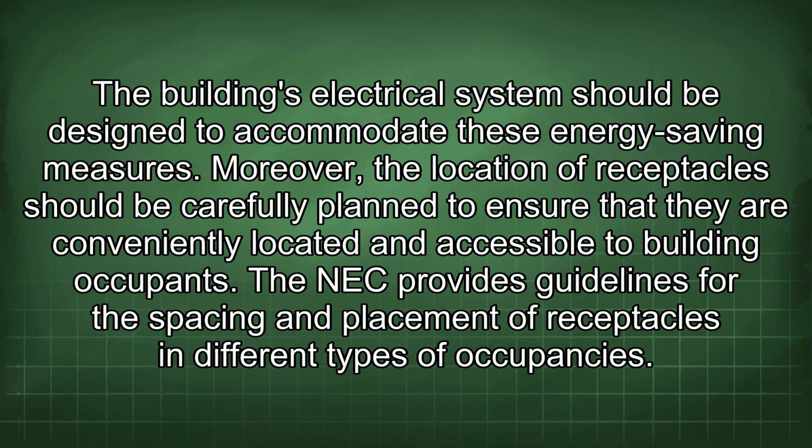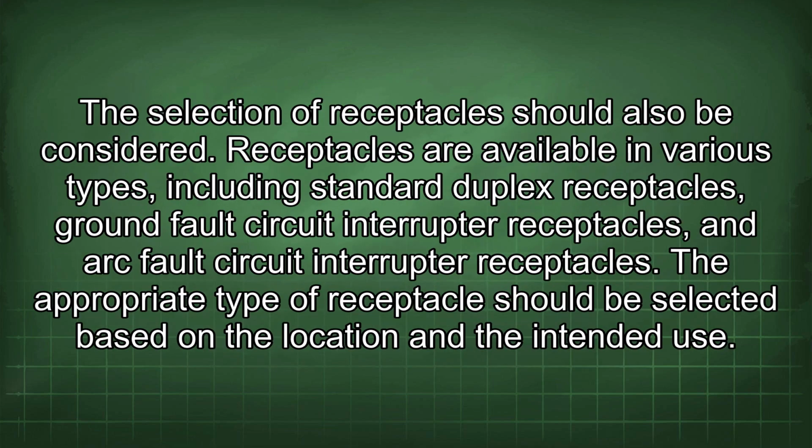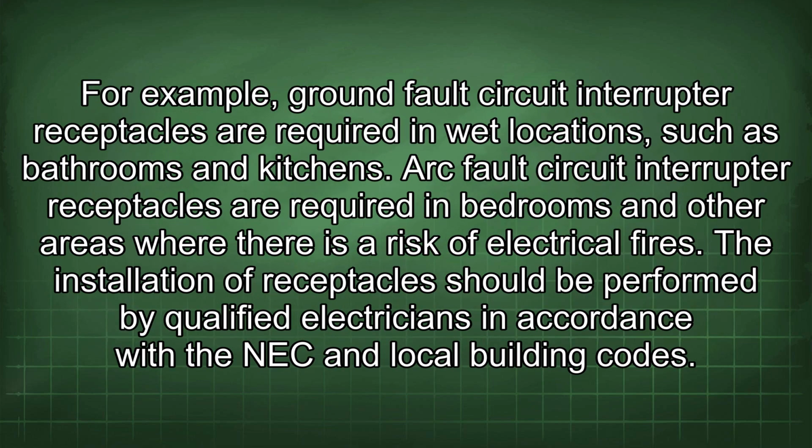Moreover, the location of receptacles should be carefully planned to ensure that they are conveniently located and accessible to building occupants. The NEC provides guidelines for the spacing and placement of receptacles in different types of occupancies. The selection of receptacles should also be considered. Receptacles are available in various types, including standard duplex receptacles, ground fault circuit interrupter receptacles, and arc fault circuit interrupter receptacles. The appropriate type of receptacle should be selected based on the location and the intended use. For example, ground fault circuit interrupter receptacles are required in wet locations such as bathrooms and kitchens.